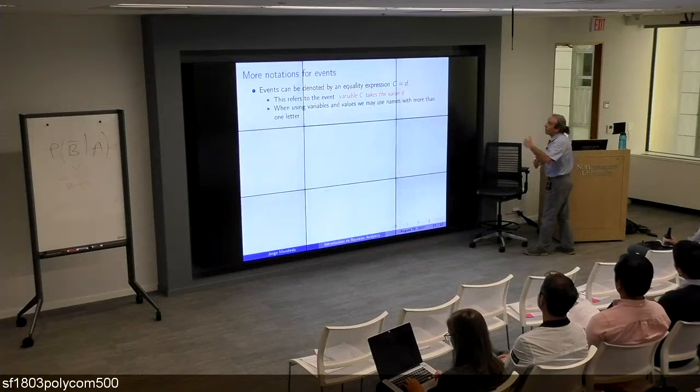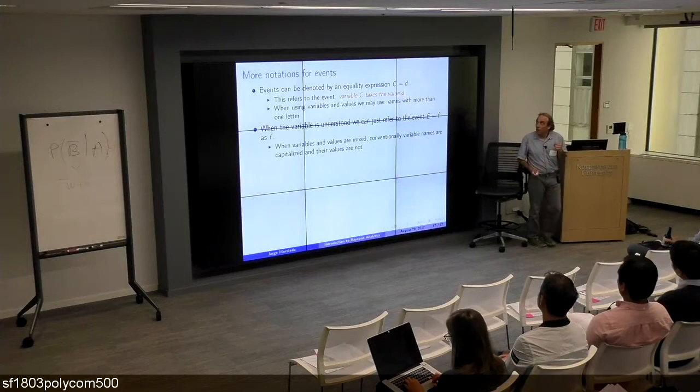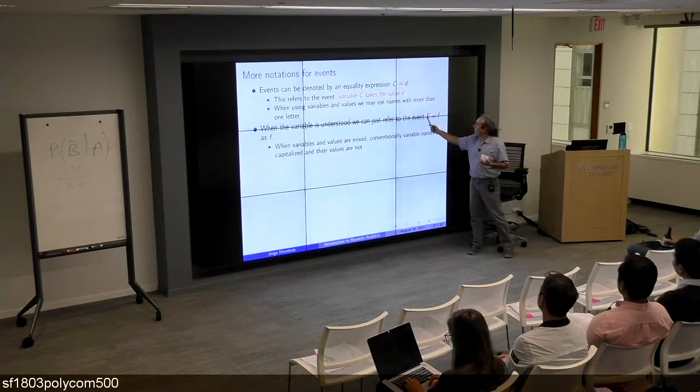In this case, by the way, my variables can start having longer names. I could actually write not just the letter G, but the whole word gender, and things like that in my expression. When I have variables and values, typically I use capital letters for the variables and lowercase for the values. That's when in the same formula I have variables and values.